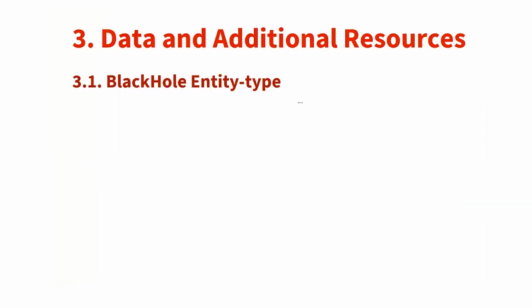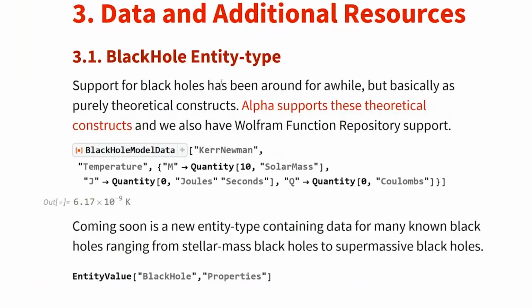We have a new entity type coming. We're going to have black hole data. So with black holes, for quite some time, we've had, at least on Alpha, support for theoretical constructs. So a theoretical black hole with a known mass.